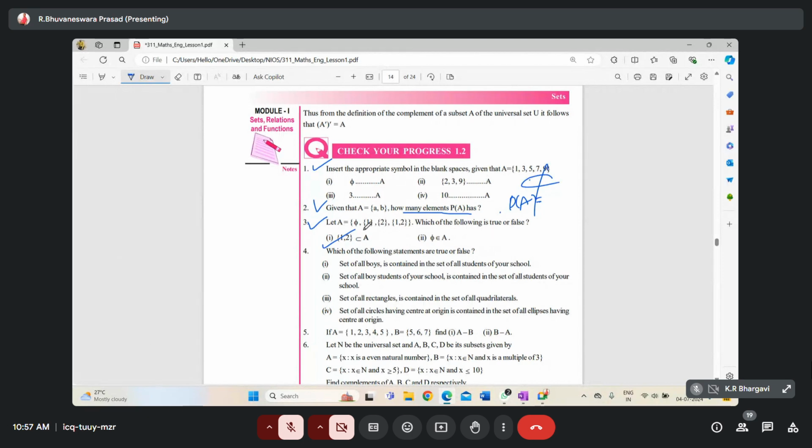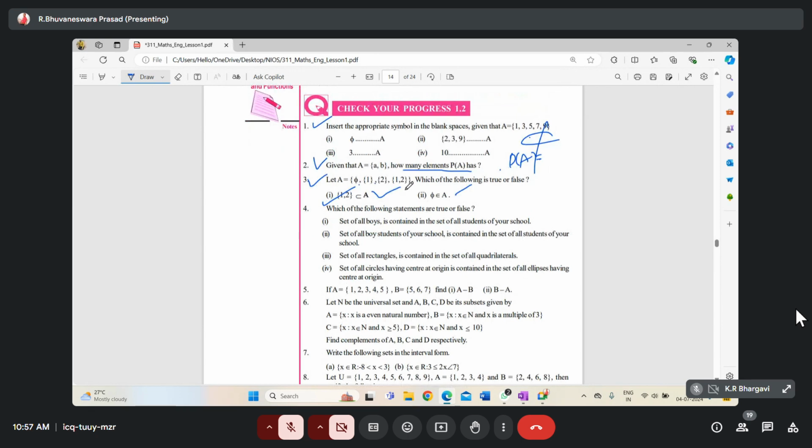నెక్స్ట్, లెట్ A ఈక్వల్స్ టు empty set, 1, 2, {1, 2}, 3, {1, 2}. Which of the following is true or false? This is true. Yeah, this is true. 5 belongs to A and {1, 2} is a subset of A. So both are true.